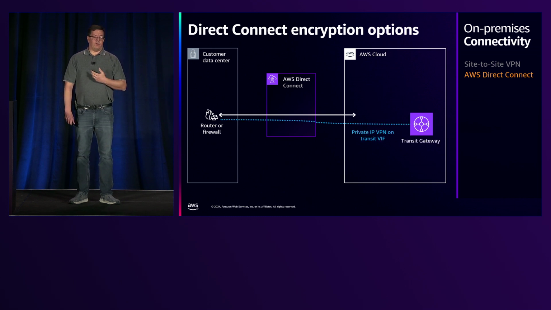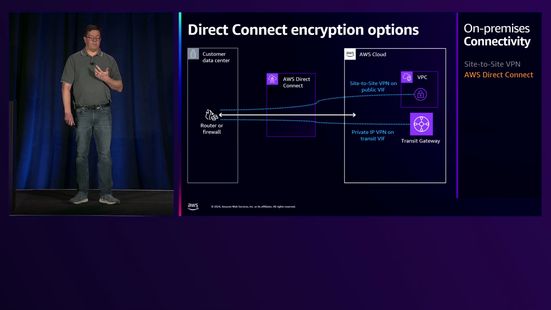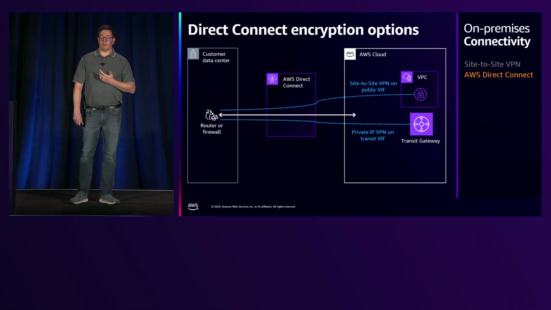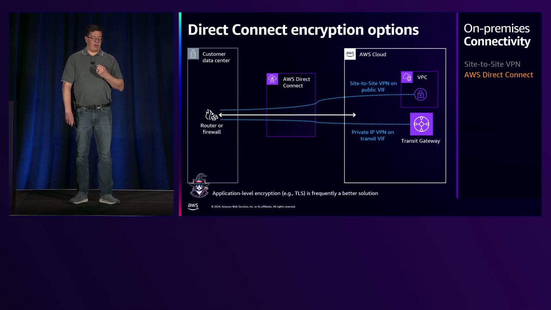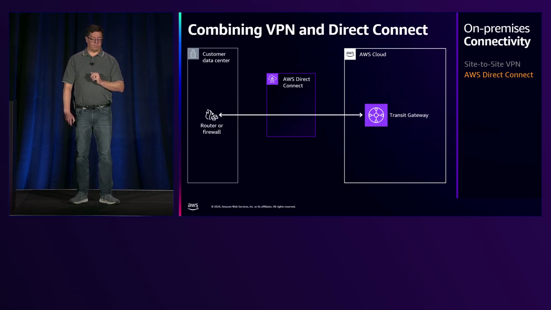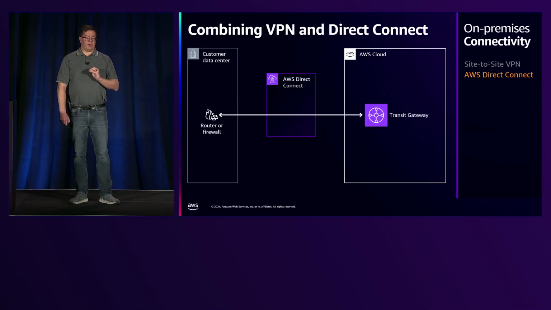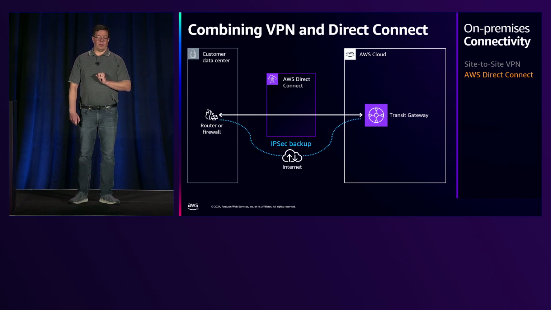You can also do IPVPNs over your Direct Connect link. You can go to private IPVPN on Transit Gateway and terminate it there, or you can do site-to-site VPNs that terminate on your VPCs all over Direct Connect. However, application-level encryption, TLS, is frequently a better solution than worrying about any of this. Finally, keep in mind you can back up Direct Connect with VPN.